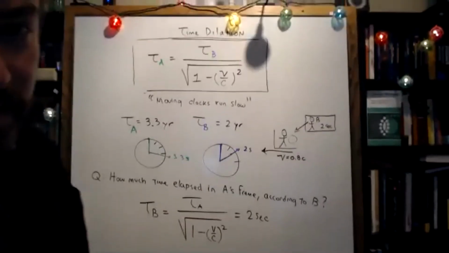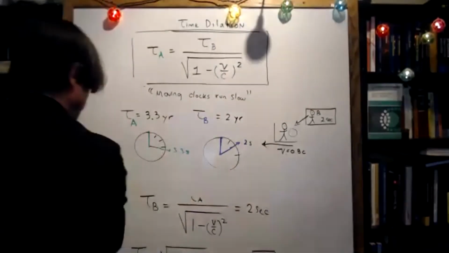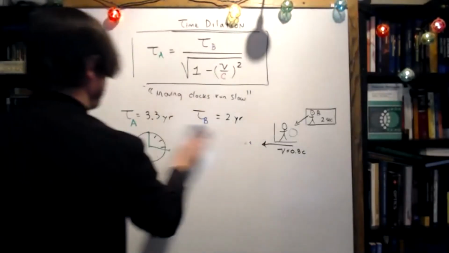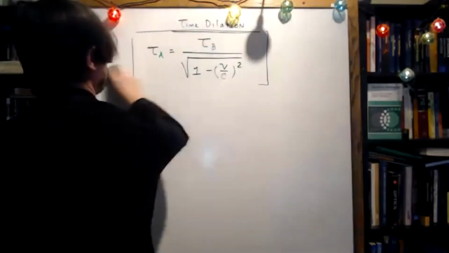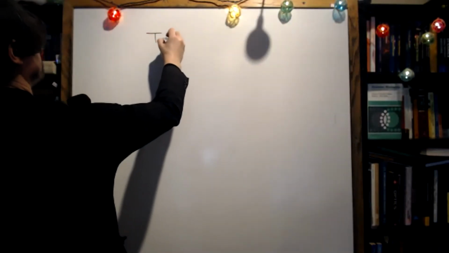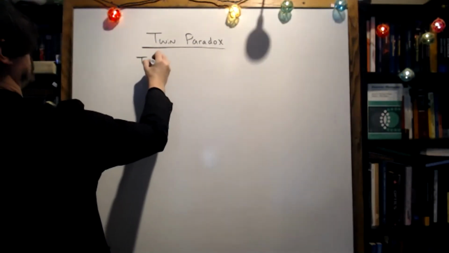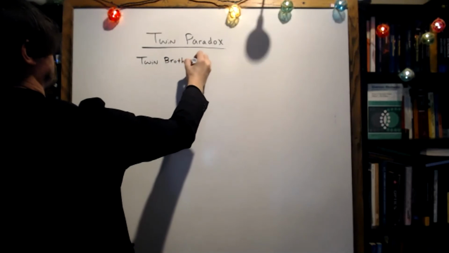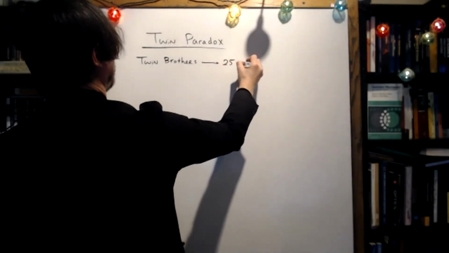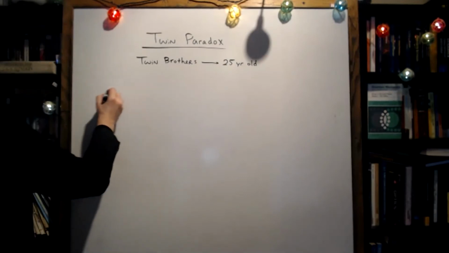Now that you've understood the calculation, it's time for us to do one of the wiggiest paradoxes in all of relativity. It's called the twin paradox. In the twin paradox, we have twin brothers who at the age of 25 years old invent an interstellar spaceship company. Let's put them over here on planet Earth.